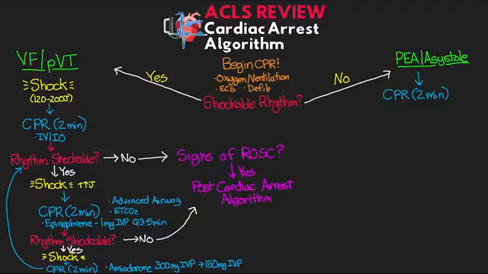Now, just as with the left side here, we want to ensure that we do have IV-IO access, and if not, then we want to make sure and get it. Again, if we have the access or you get the access, then we want to give that dose of epinephrine. And again, the dose is the same here, 1 milligram IV push every 3 to 5 minutes. And then we also want to consider that advanced airway and our end-tidal CO2 monitoring.